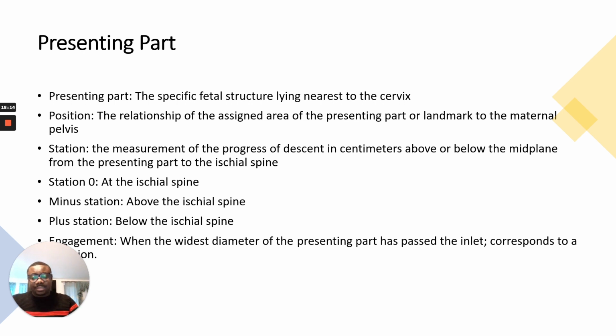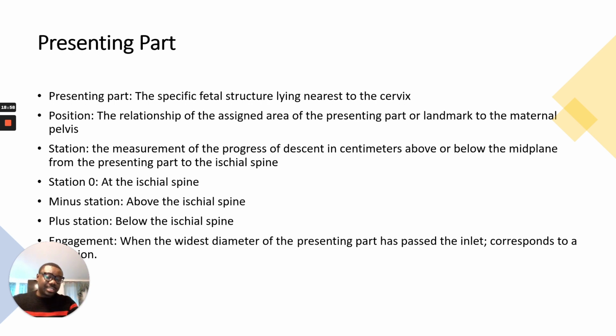So if it says the baby is at plus station, meaning plus is below the ischial spine. If it's at a minus station, it is above the ischial spine. If it is at 0, it is at the ischial spine. If it is above the ischial spine, it's at minus. So -3 is less than -2, and -2 is less than -1. As it descends towards the pelvic floor, the number increases, meaning we are moving near the delivery.